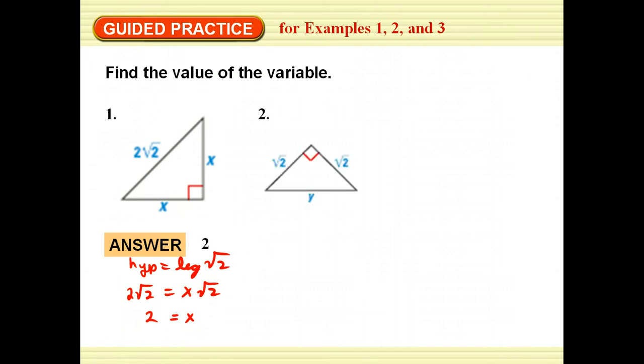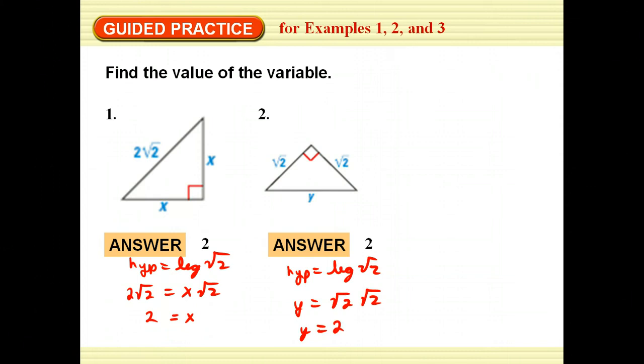In this problem, once again, hypotenuse is equal to the leg times the square root of 2. In this case, hypotenuse is y. That's the square root of 2 is the leg times the square root of 2. So in this case, y is 2.